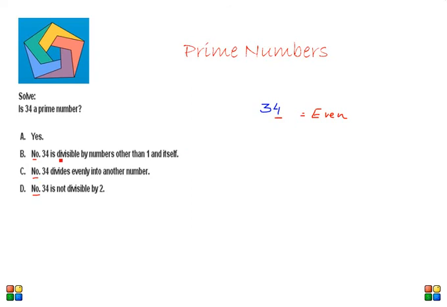B option says 34 is divisible by numbers other than 1 and itself. Okay. C option says no, 34 divides evenly into another number. And D option says 34 is not divisible by 2. So this doesn't seem to be correct. Here we find that B should be the most appropriate answer for finding the prime number.